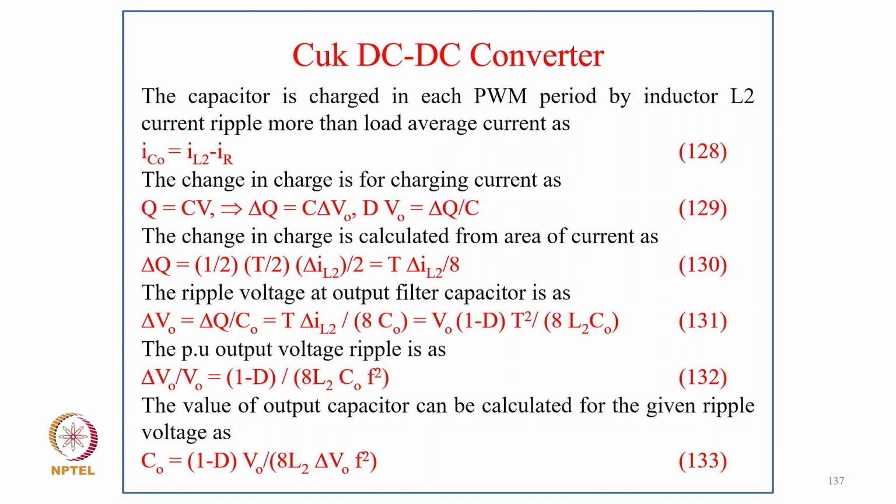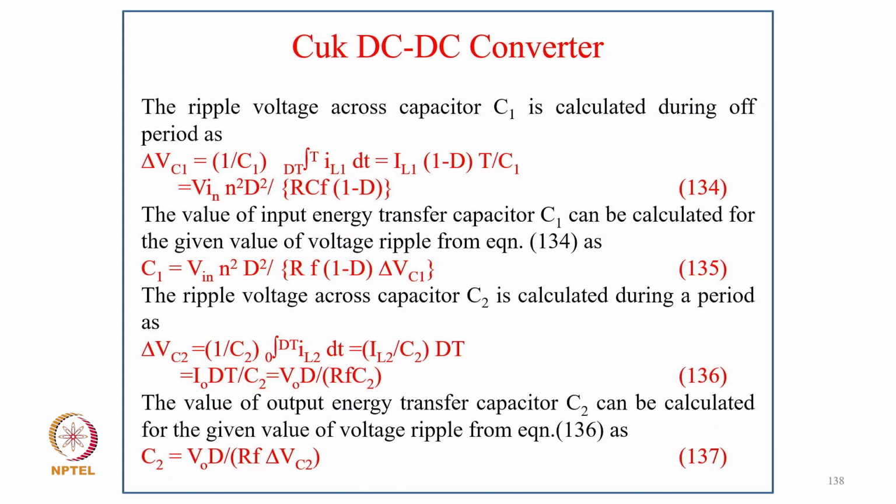Thus the ripple voltage at the output filter capacitor is delta V0 equal to delta Q upon C0, equal to T delta IL2 upon 8 C0, equal to VO (1 minus D) T square upon 8 L2 C0. So per unit output voltage ripple is delta V0 upon VO equal to (1 minus D) divided by 8 L2 C0 F square. The value of output capacitor can be calculated for the given ripple: C0 equal to (1 minus D) VO divided by 8 L2 delta V0 F square.